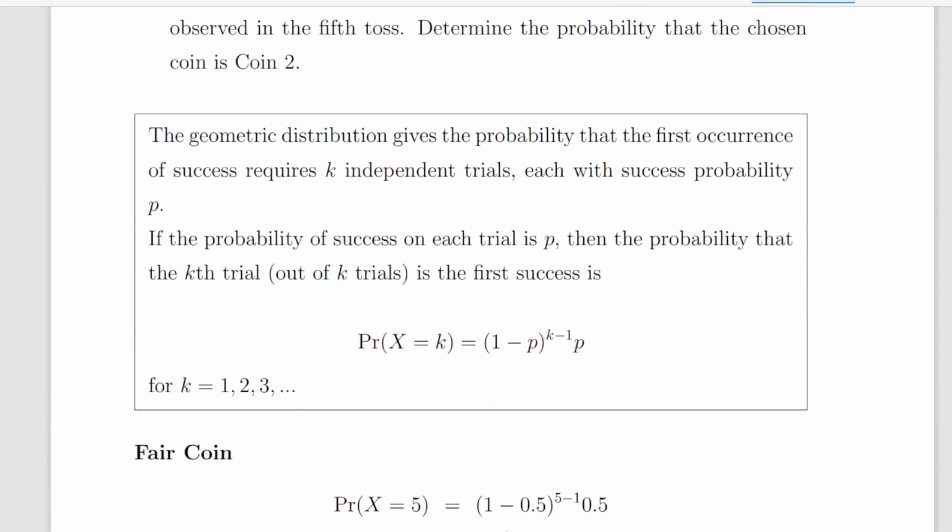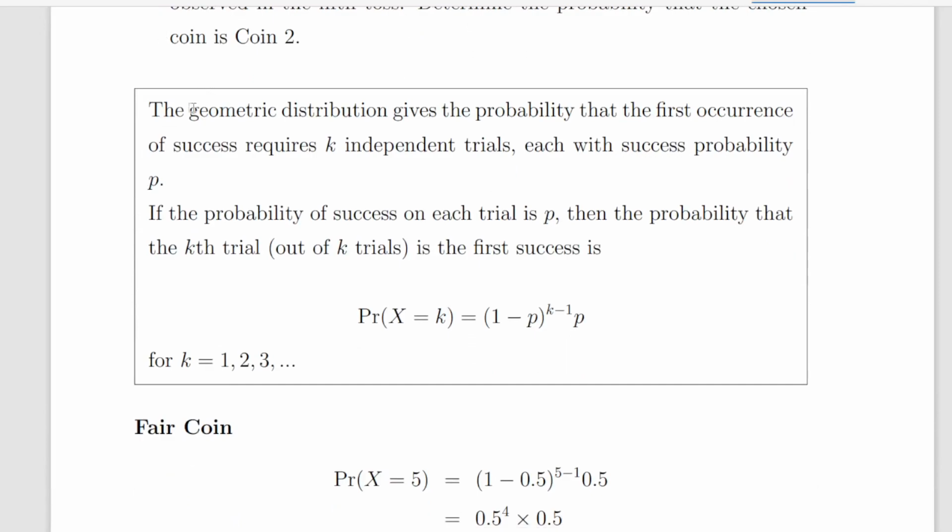Okay, so what we're going to do here is use the geometric distribution, which is what we should use here. In this particular instance, that gives the probability that the first occurrence of a success requires k independent trials, each with a success probability p. Now just be careful about the geometric distribution because there's a different way of stating it in terms of the number of failures before the first success. They're very similar, but the construction is a little bit different. Okay, so just be mindful of that.